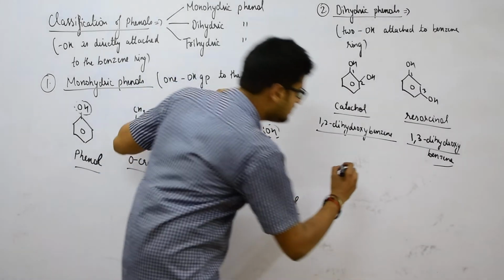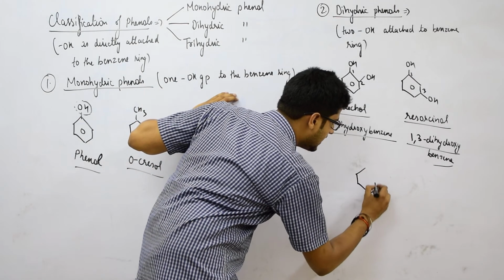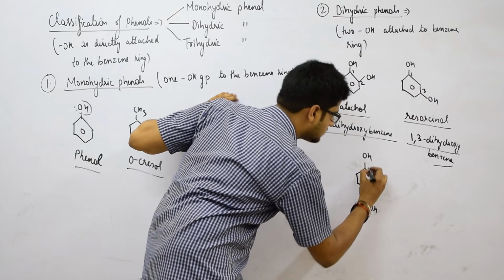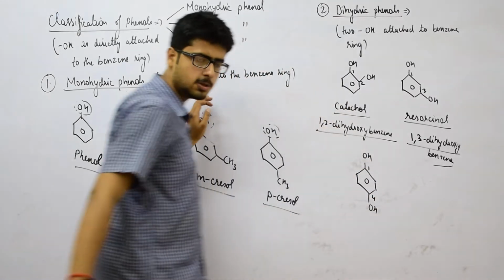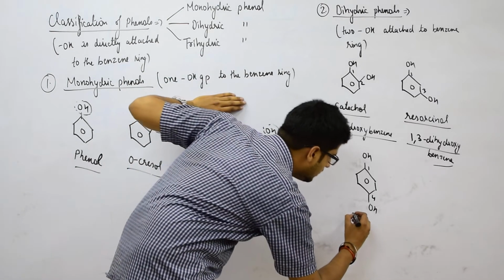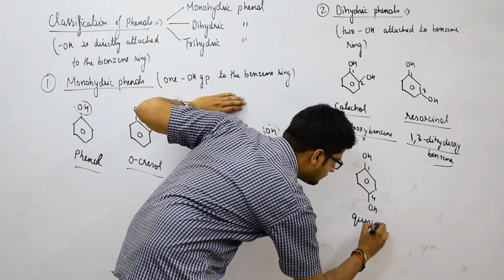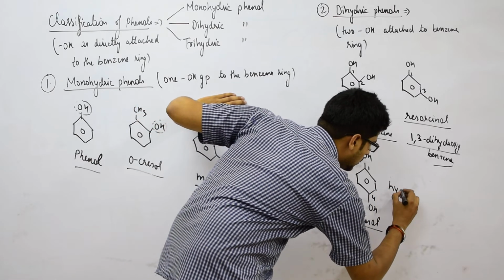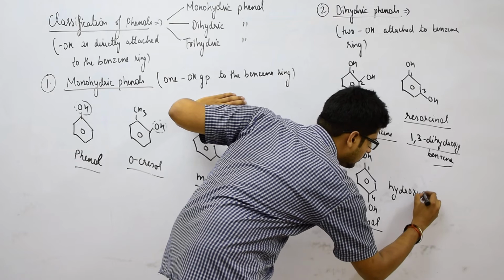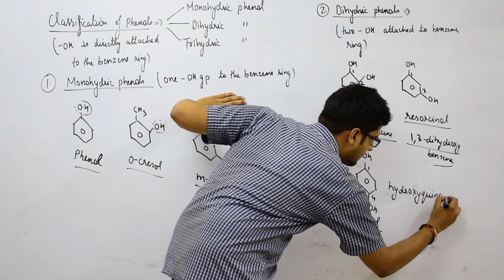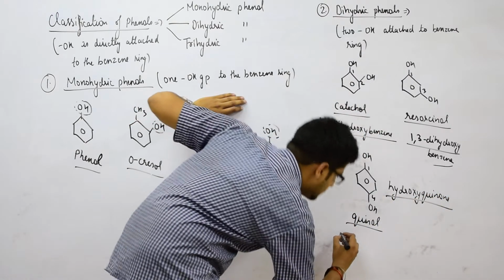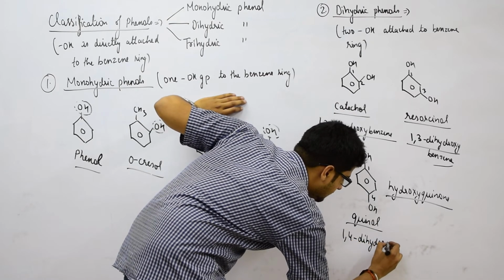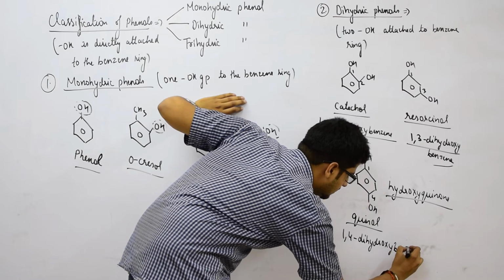And the third case, when the OH groups are attached at first and fourth positions, this is first position, this is fourth position, then it is commonly called quinol, or it is also called hydroxyquinone. And its IUPAC nomenclature would be 1,4-dihydroxybenzene.